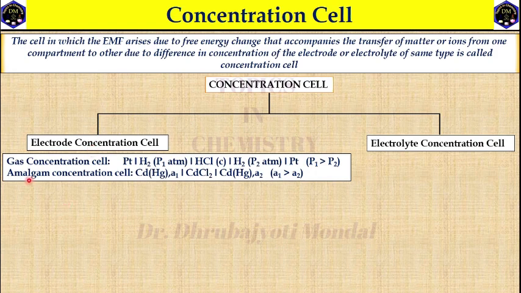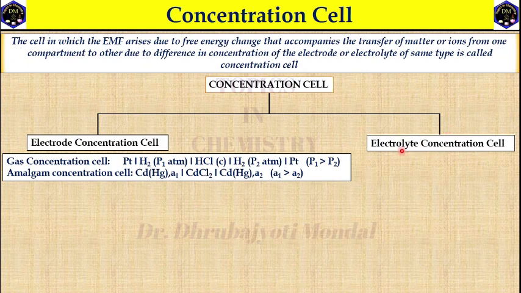Another example is the amalgam concentration cell. In this amalgam concentration cell, you are using cadmium amalgam, and the activity of this electrode is A1. This is the electrolyte, cadmium chloride, and then again this is the other electrode, cadmium amalgam with activity A2. So again the activities are different in the two electrodes, and the condition is that A1 should be greater than A2. This is the amalgam concentration cell, but remember this is an electrode concentration cell. Why electrode? Because the concentrations of the electrodes are different.